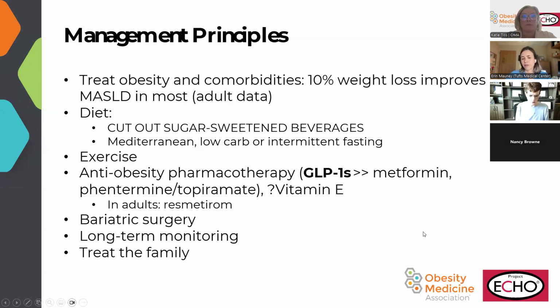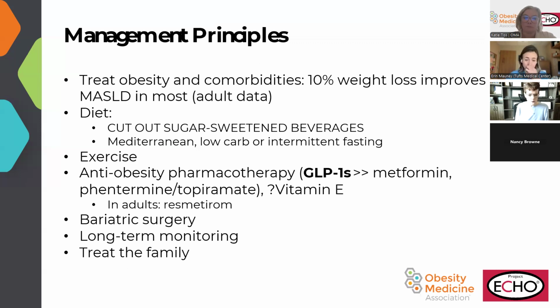I think it can be a reasonable thing to try if the patient's very motivated and you're going to do it short term just to try to get the ALT down. In adults, there is also recently, I think as of last year, the year before, resmetirom was approved for MASLD. This is weight neutral, but does seem to improve MASH.